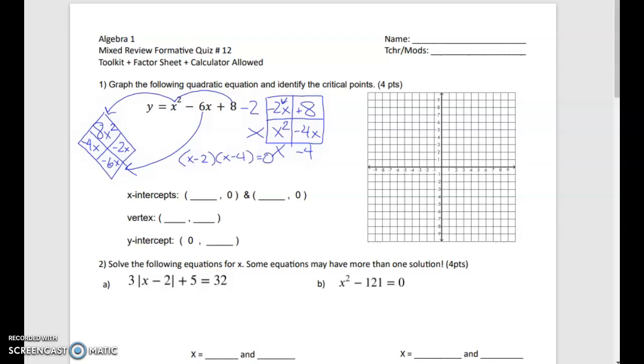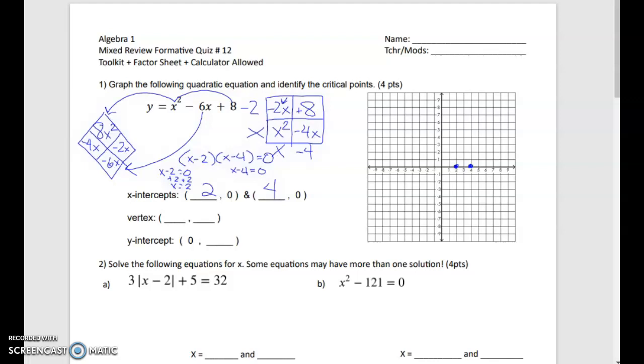If we want it to equal 0, now remember from our zero product property, that means either x minus 2 equals 0 or x minus 4 equals 0. Some of us are forgetting that. When I add 2, my intercepts are 2. When I add 4, my other intercept is at 4. So the one on the front, the two intercepts are 2 and 4.